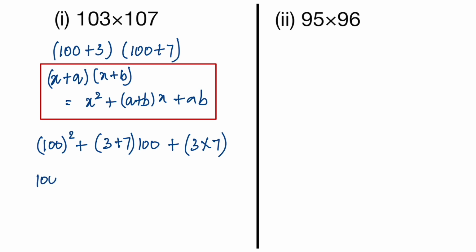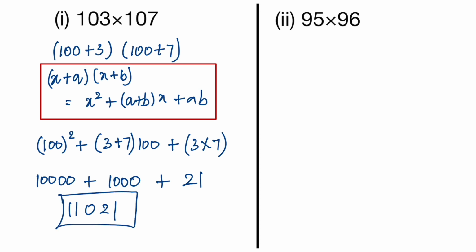Okay, so 100 squared is 10000, so that is 10,000. And we have 3 plus 7, which is 10. 10 times 100 is 1000. So, and the last term here is 21. So we have 10,000, 1000 and 21. So 10,000 plus 1000 is 11,000 and 11,021, and that is the answer to this question.